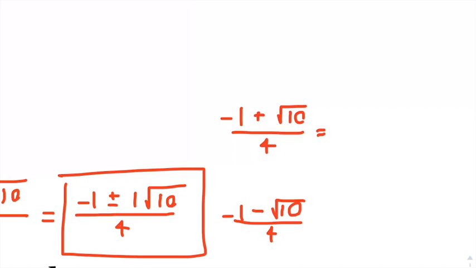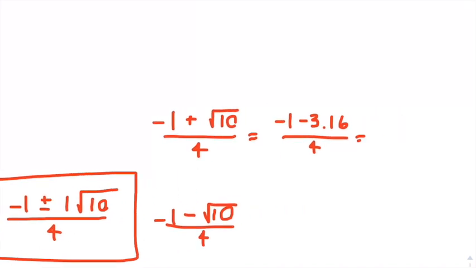So square root of 10, I'm about to use my calculator here, it's about 3.16. So if we go -1 and then minus 3.16, then divide that answer by 4, we can get the first decimal. So let me type that in here. That's -4.16, and then divided by 4 gets us -1.04. So that would be your first decimal.